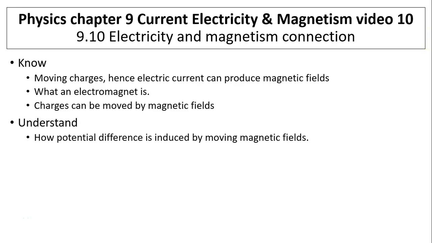This is Physics Chapter 9, Current, Electricity, and Magnetism, Video 10. Today's topic is the electricity and magnetism connection. The objectives are: to know that moving charges, hence electric current, can produce magnetic fields; to know what an electromagnet is; to know charges can be moved by magnetic fields; and to understand how potential difference is induced by moving magnetic fields.